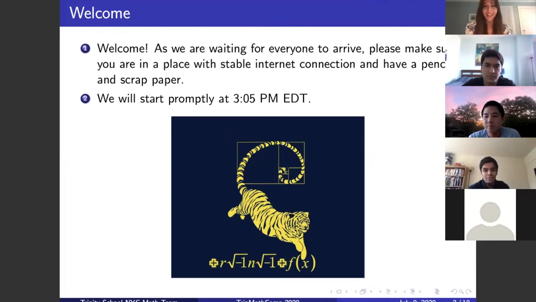And for those of you who want an explanation, the first plus sign is supposed to be a T. R, of course, is an R. Root negative one, as we talked about in our last lecture, not yesterday, but the one for 8 to 12, is I. N is N. Again, root negative one is I. The plus is a T. F of X, for some of you who know algebra, is technically kind of like the Y coordinate. So together it spells out Trinity. A little nerdy, but I think it goes with our personalities.